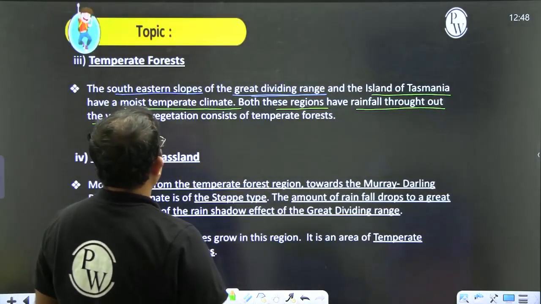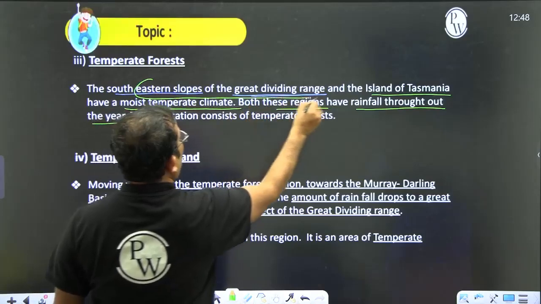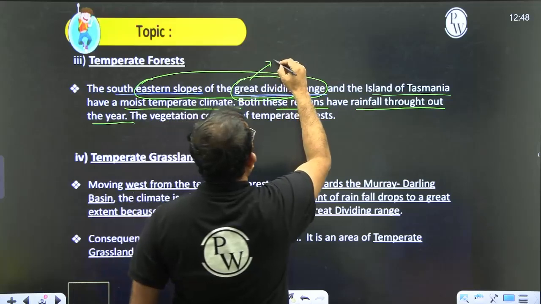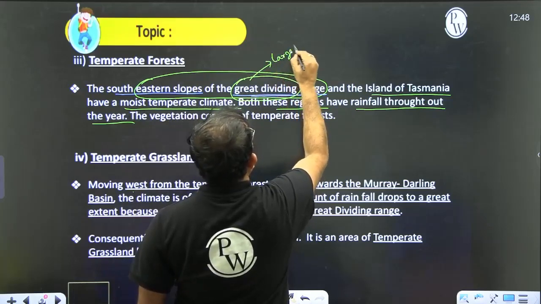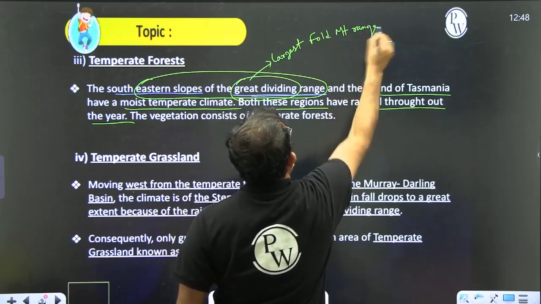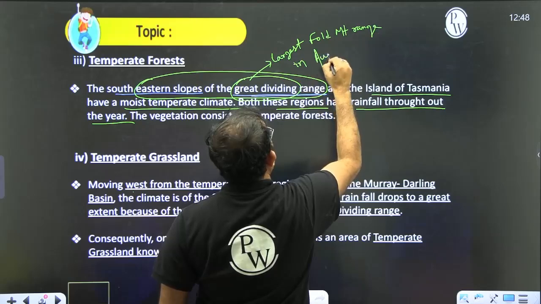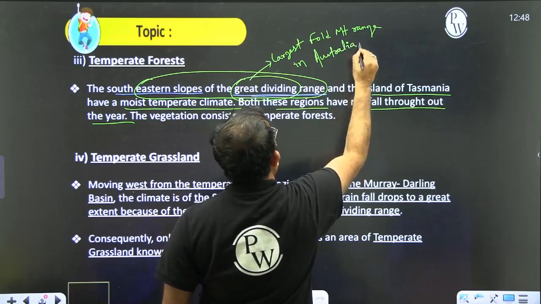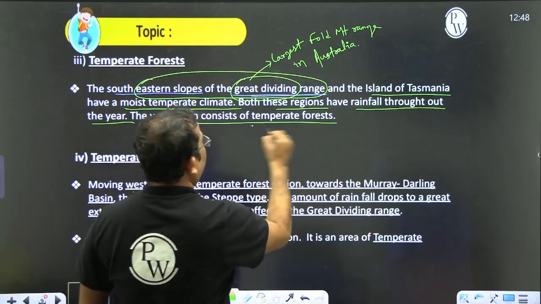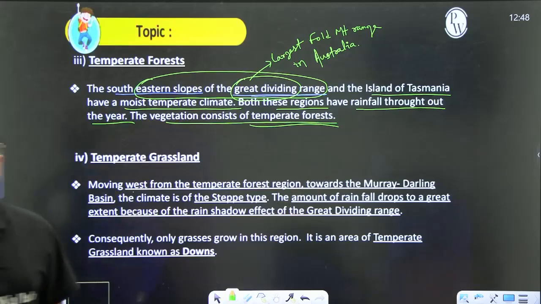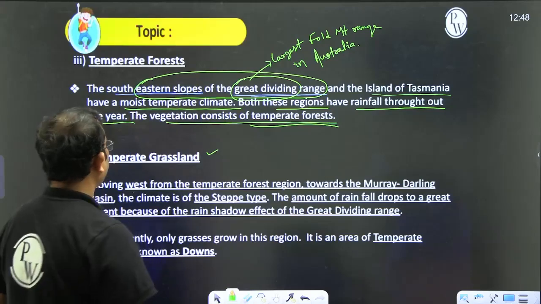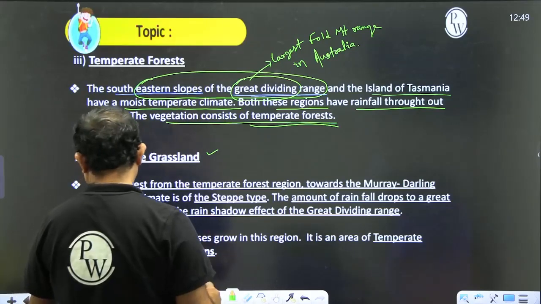The eastern slopes of the Great Dividing Range, which is the largest fold mountain range in Australia. The vegetation consists of temperate forest, and then temperate grasslands. Temperate forest basically, so we came to know this.